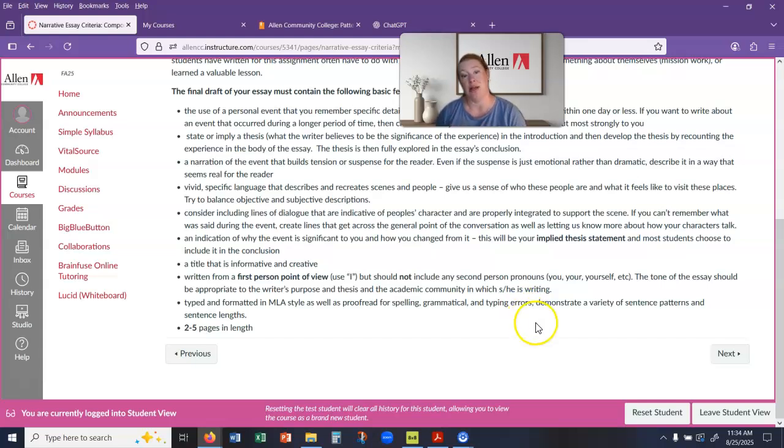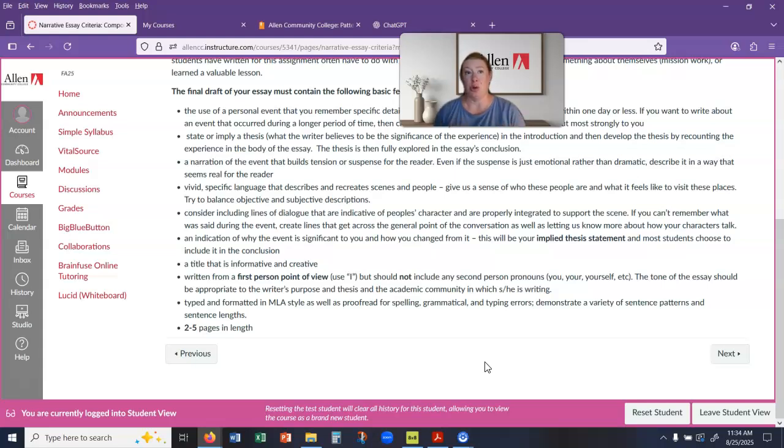First person perspective, please do not write about yourself in the third person, because you'll only confuse yourself, and then you'll be switching back and forth between first and third. It'll get weird. And 2 to 5 pages. So it's really not going to be very long. So again, you want to choose a fairly short incident.